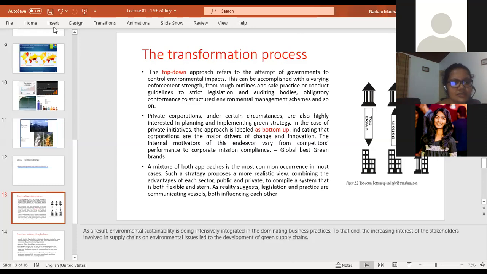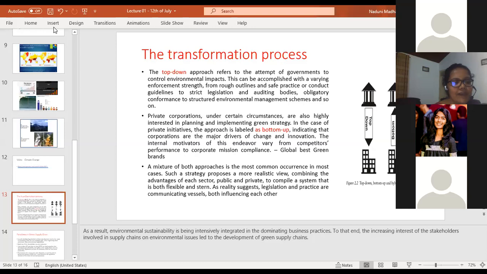Malaka, you there? Yes, ma'am. Have you been working now? I worked in a production company. So if it is a manufacturing organization, it must have adopted green supply chain practices, no? What sort of practices has your company adopted?